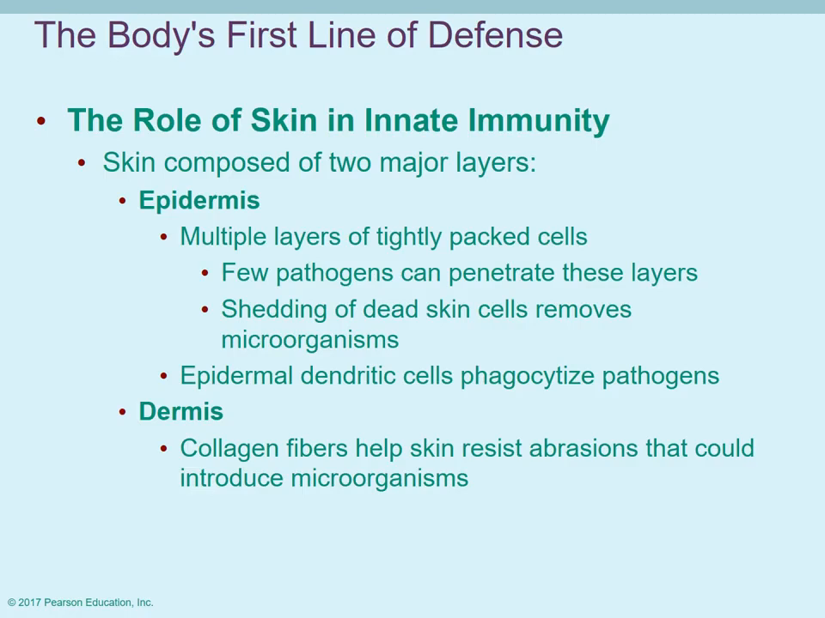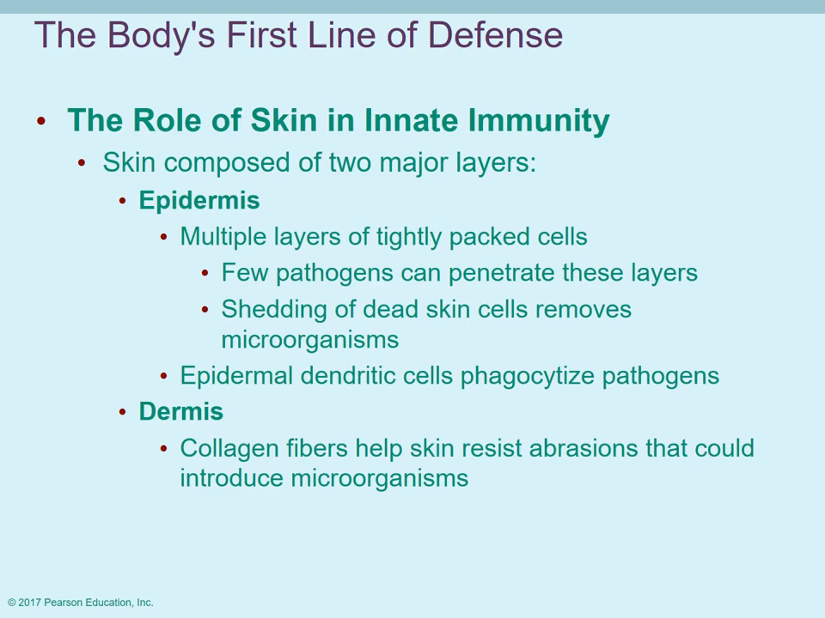So number one, a lot of pathogens cannot penetrate through these multiple layers. And even if they are on the surface of your skin, because those cells are constantly being shed or sloughed off, usually the pathogen is going to be sloughed off as well. There are cells known as dendritic cells in the epidermis whose whole purpose is to carry out phagocytosis, meaning they will engulf, eat up, chomp up, chew up any foreign substance.